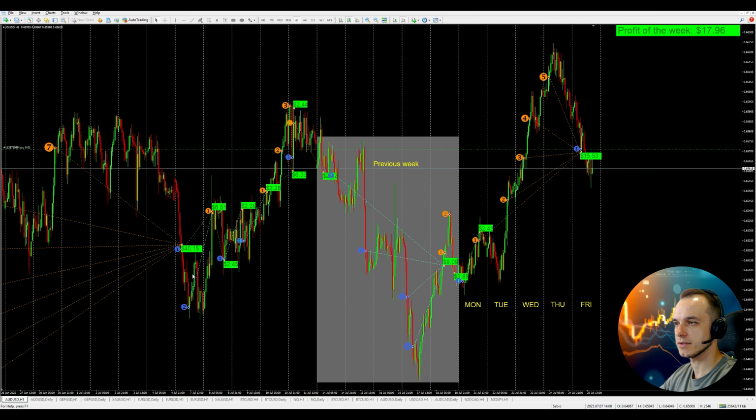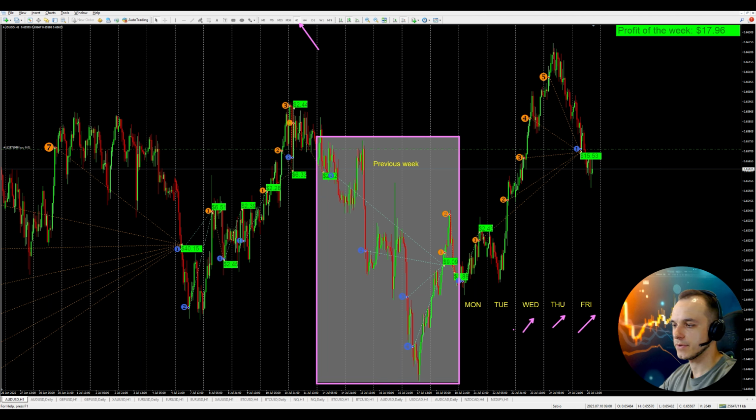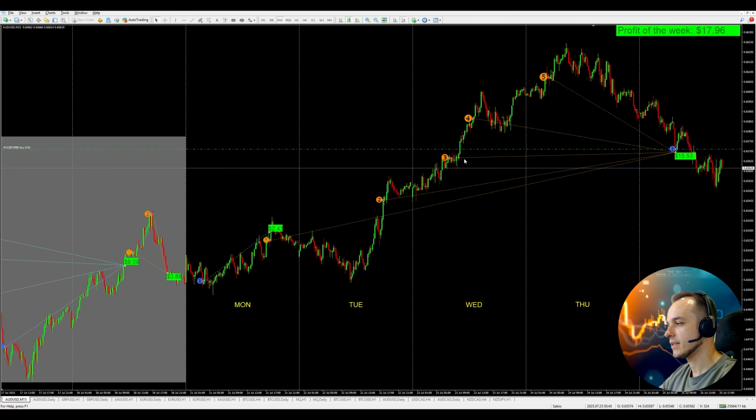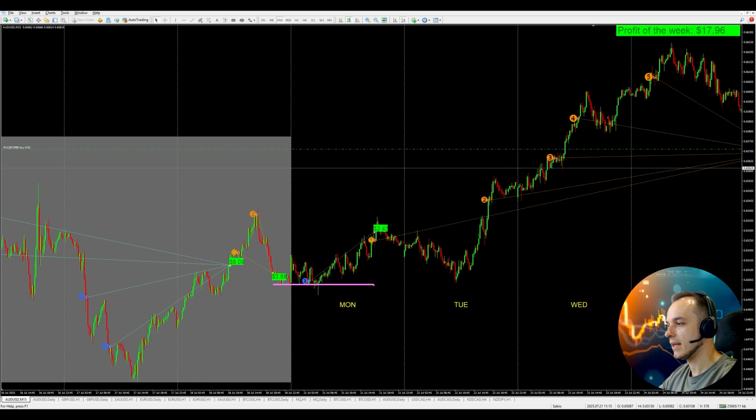This is the Australian dollar versus the US dollar on an hourly time frame. We have the gray rectangle showing us the previous week trading range and each vertical line that separates one trading day of the current week. And as you can see, on a smaller time frame, we started this week from buying at the local support level and closed this trade later on Monday.